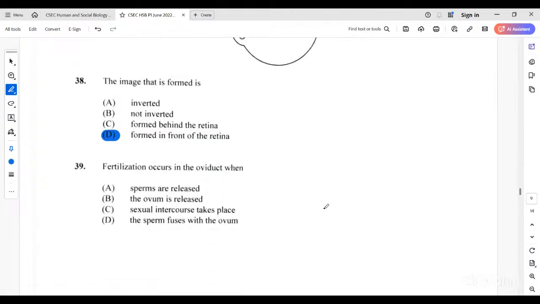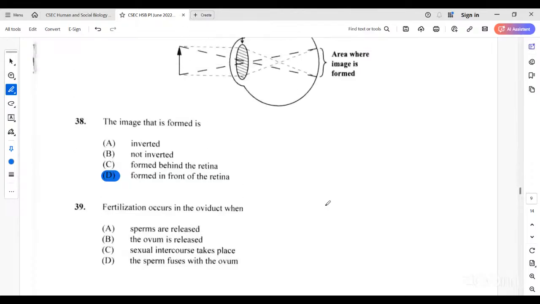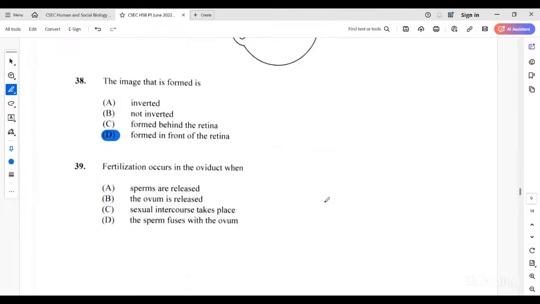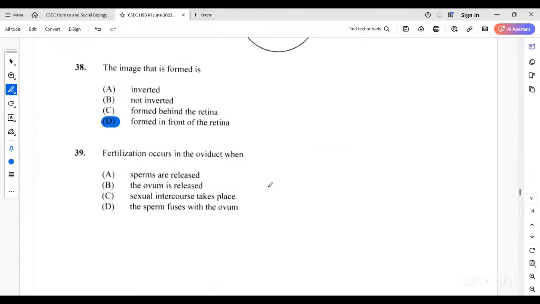Question 39, and reproduction is the final topic for life processes. So anytime you are at question 40 or so, you know you're getting into reproduction. Fertilization occurs in the oviduct when the sperm and the egg meet and fuse. And we know this as the sperm fuses with the ovum. All right? Fertilization.